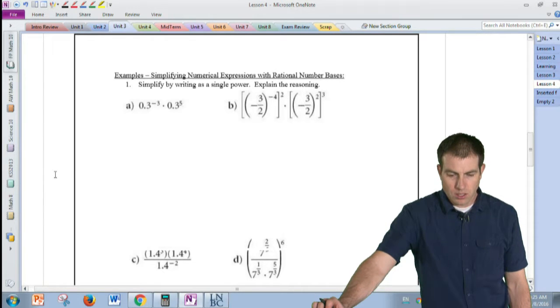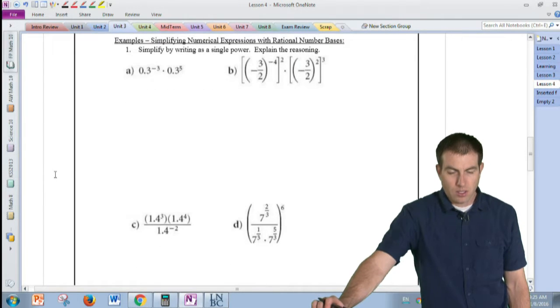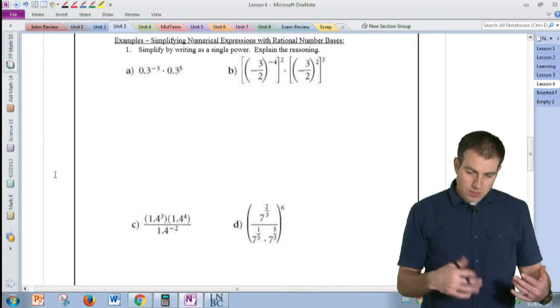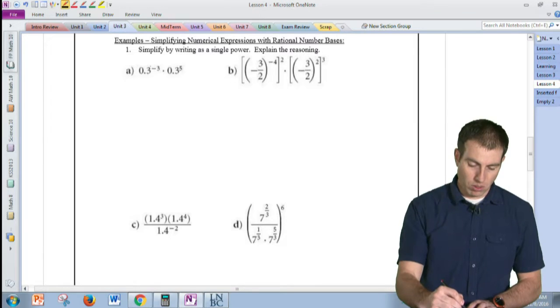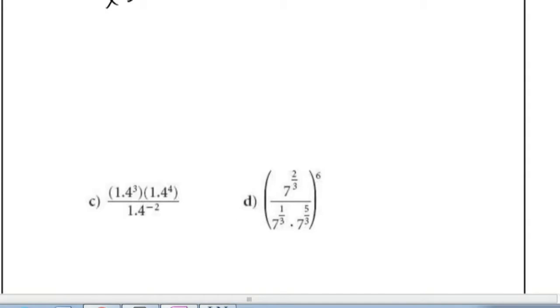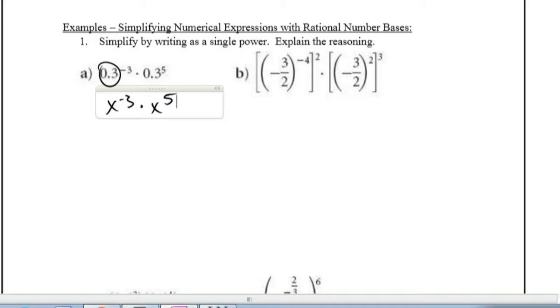Okay, simplifying, you'll notice that these all are essentially the same base. If I wanted to write this as x to the negative 3 times x to the 5, I could. It doesn't really much matter. I'm going to leave it as 0.3 just because that's what it is.